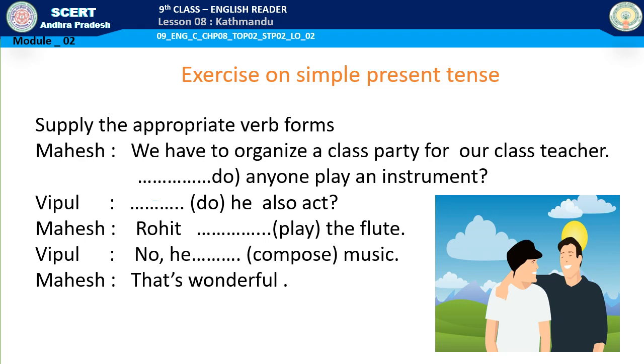Now observe the dialogue. Here anyone is third person singular, so it takes does, whereas he is a third person singular, so it takes does. In the same way, Rohit is third person singular, so it takes does. In the negative sentence also, he is third person singular, so he takes does.